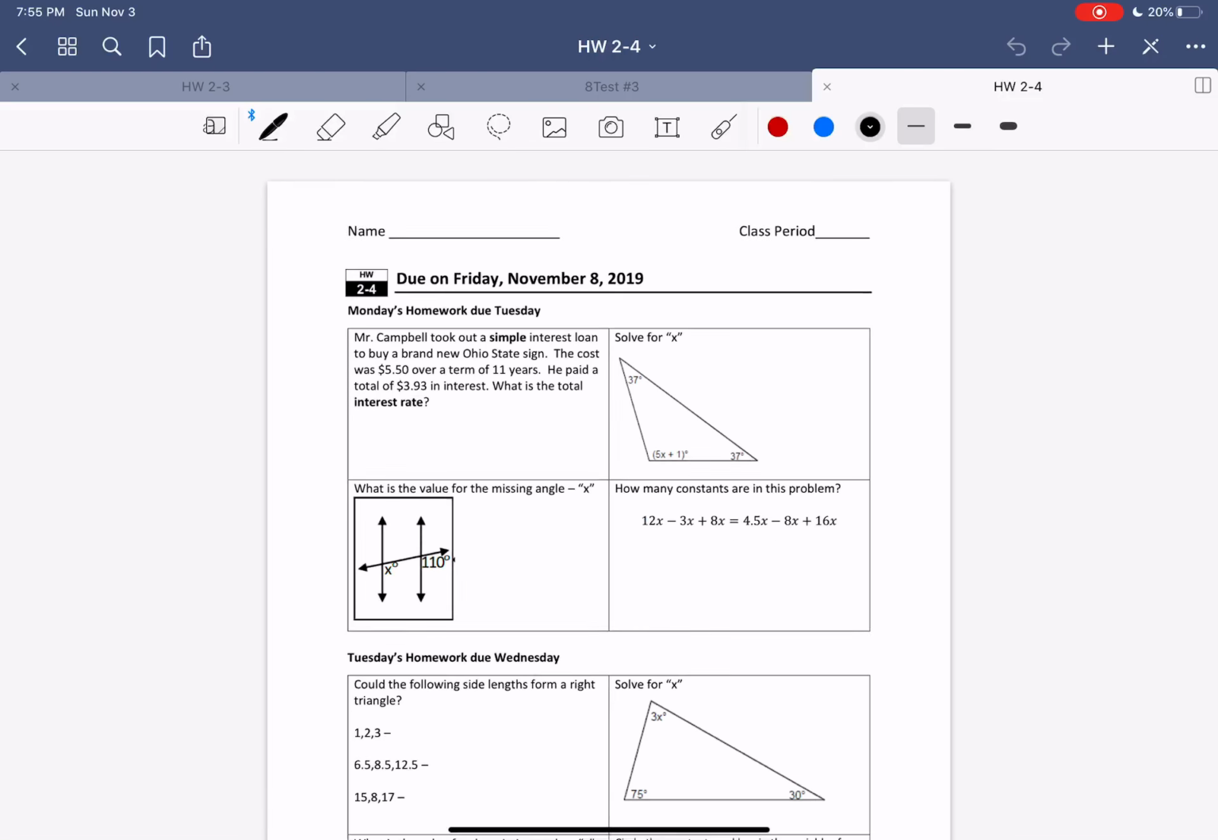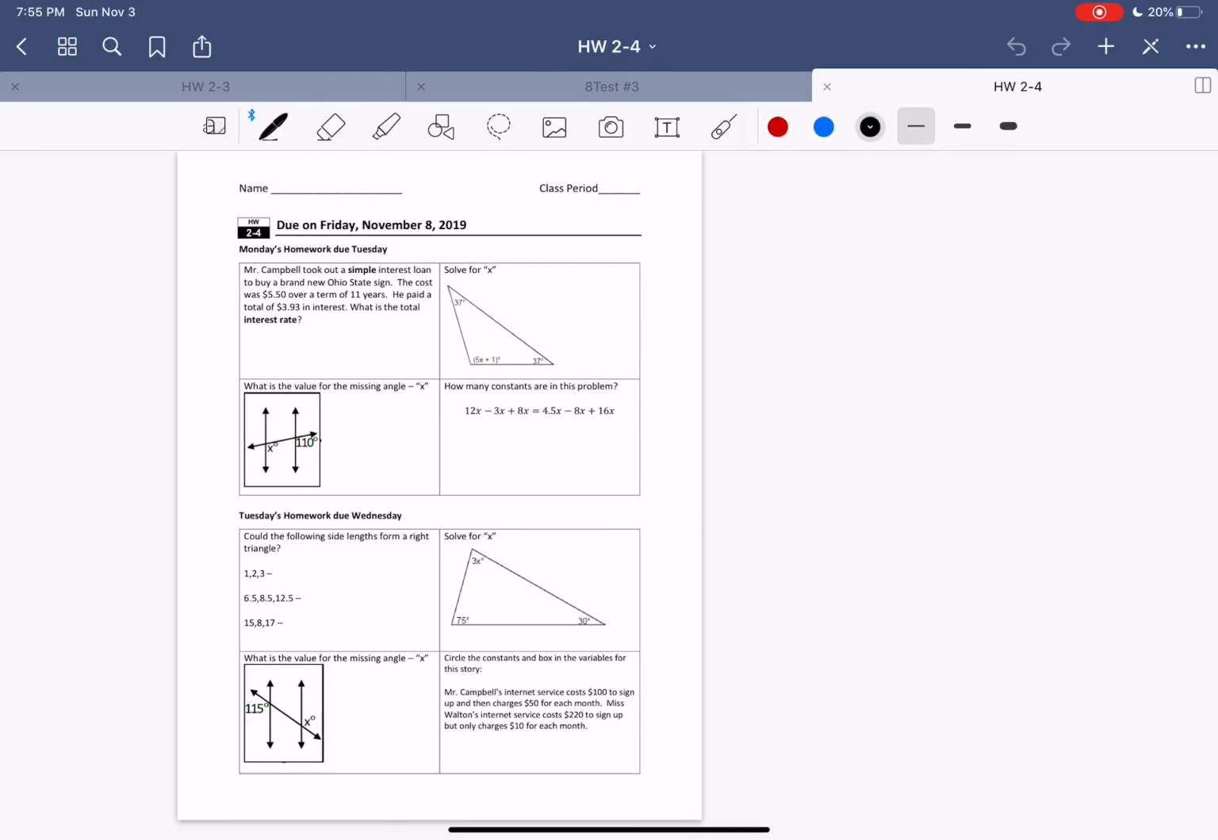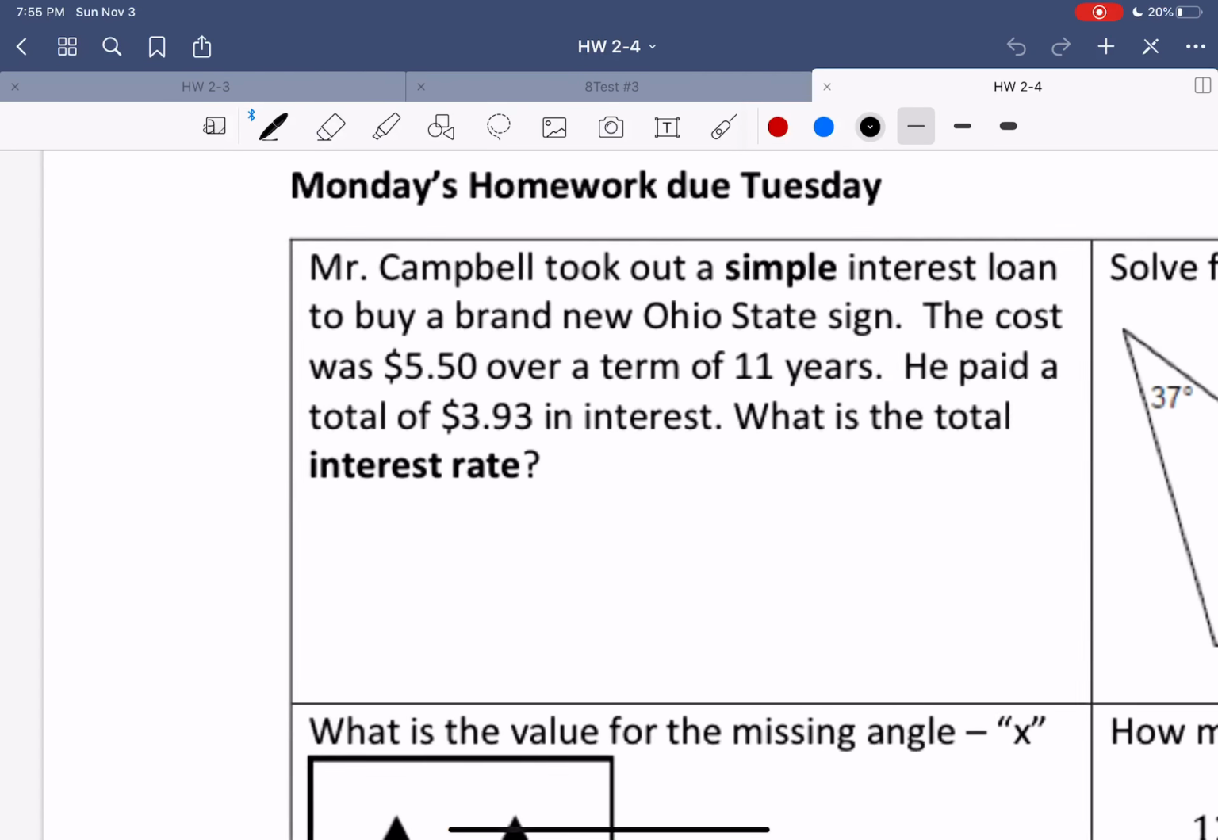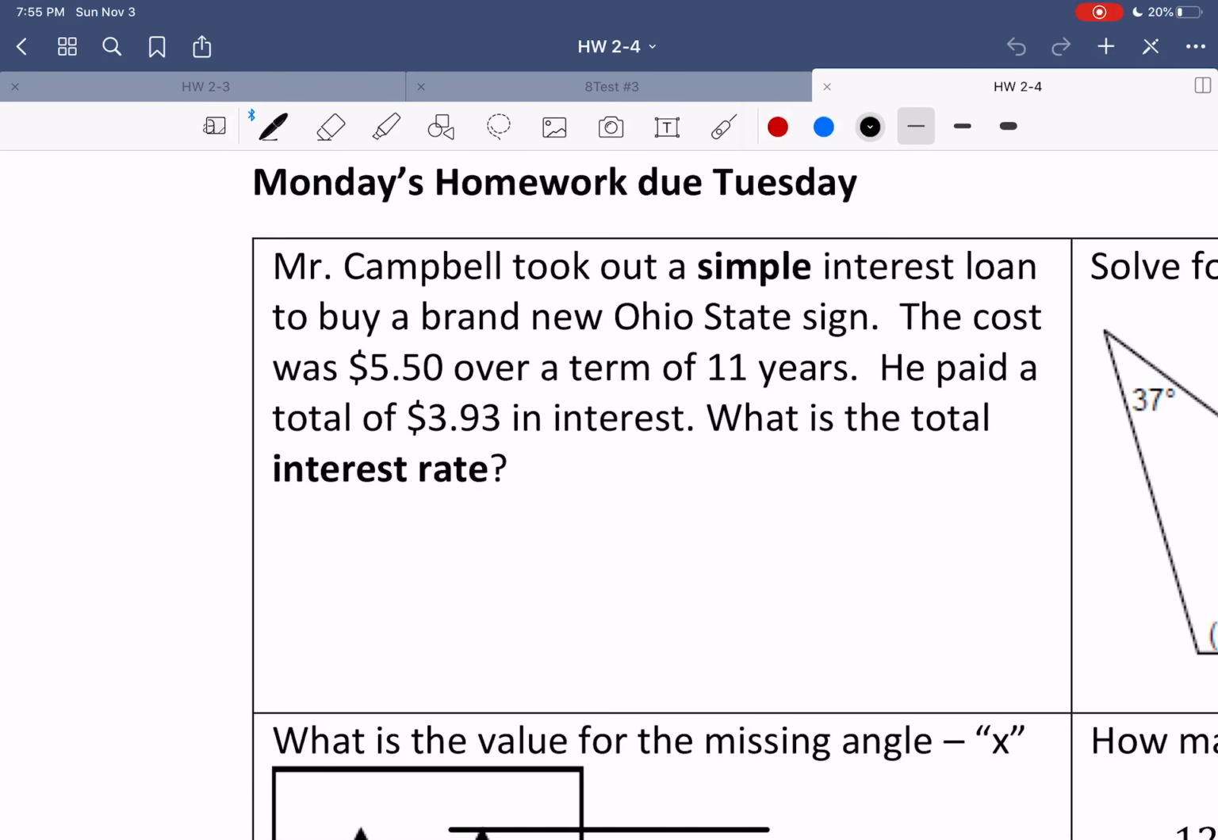All right, so this week's homework looks like this, week 2-4. And I'm going to go ahead and zoom in for our first question. It says, Mr. Campbell took out a simple interest loan to buy a brand new Ohio State sign. The cost was $5.50 over a term of 11 years. He paid a total of $3.93 in interest. What is the total interest rate?